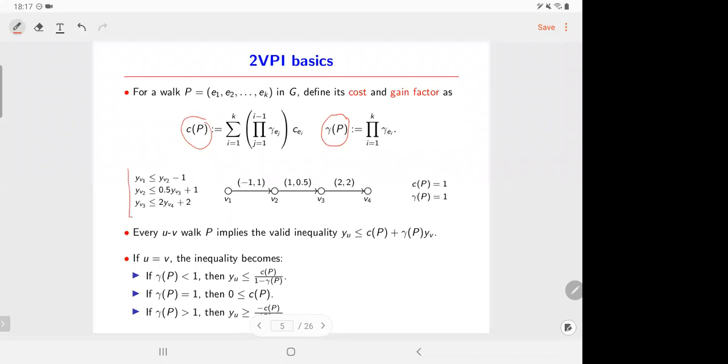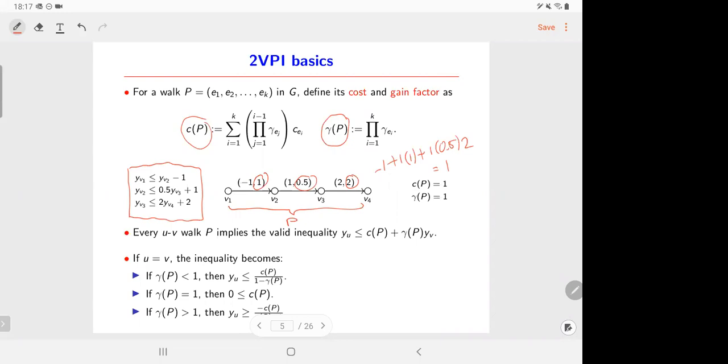Suppose we have this system which consists of just three inequalities. Then the directed multigraph representation is just a path. And now if we take P to be this entire path, then C of P is just -1 plus 1 times 1 plus 1 times 0.5 times the cost of the third edge, which is 2. So this is just 1. And then the gain factor is just the product of 1, 0.5, and 2, which is 1. Okay.